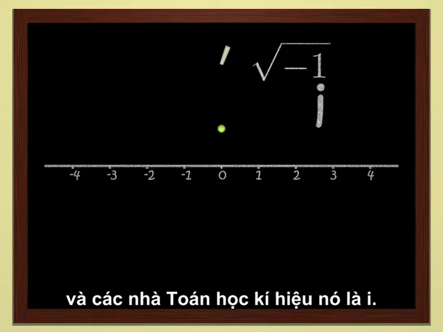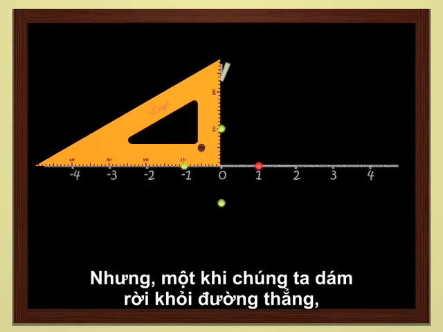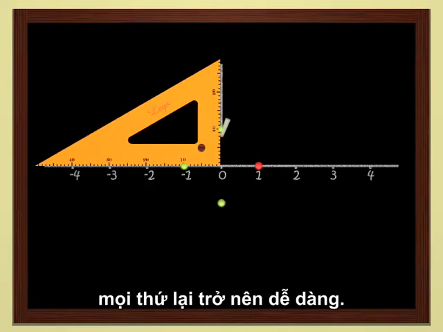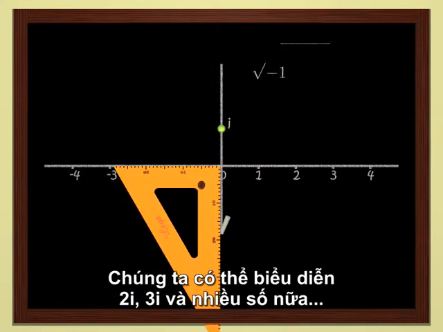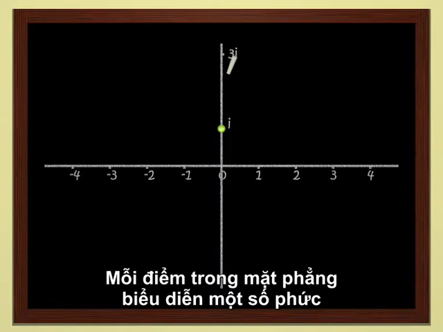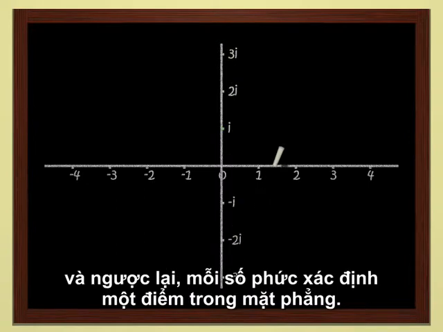And mathematicians denote it by i. But once we have the courage to leave the line, everything else is easy. We can represent 2i, 3i, and so on. Each point in the plane represents a complex number, and conversely, each complex number defines a point in the plane.